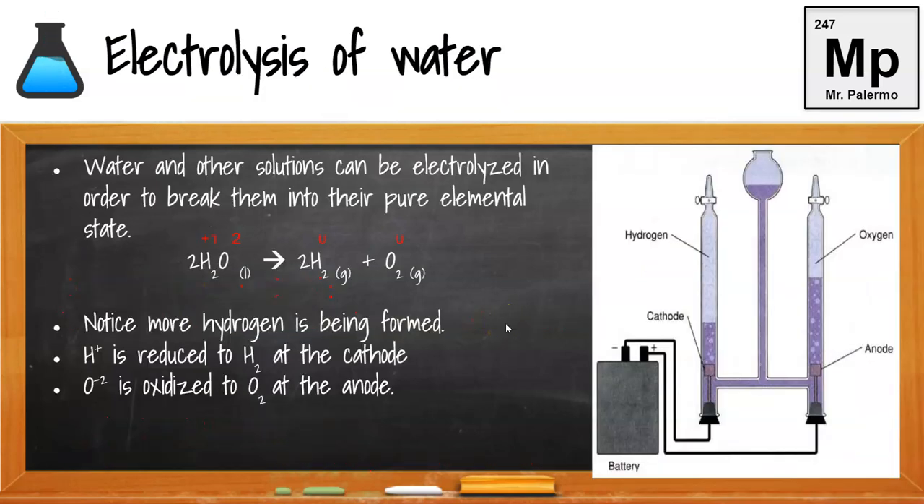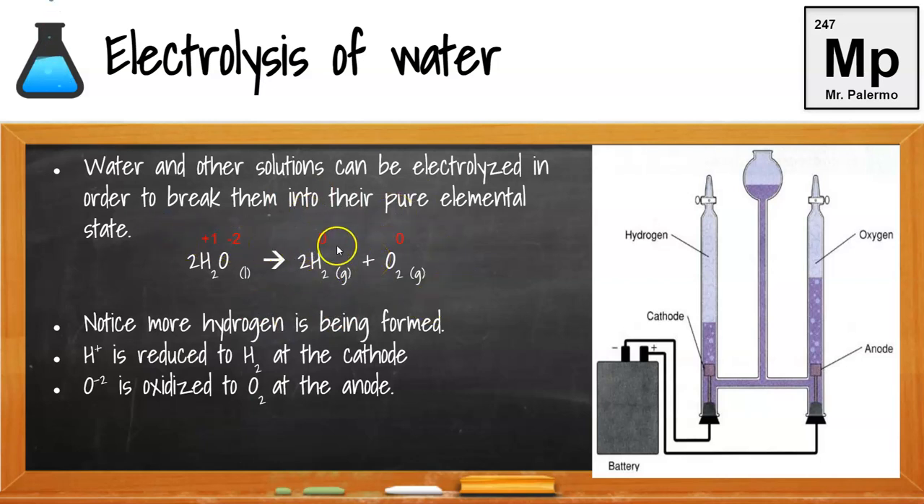So another application of the electrolytic cell is the electrolysis of water. Water or other solutions can undergo electrolysis and be broken apart back into their pure elemental state. So for example, if we take liquid water and we use this process of electrolysis, we can decompose it back into hydrogen gas and oxygen gas.